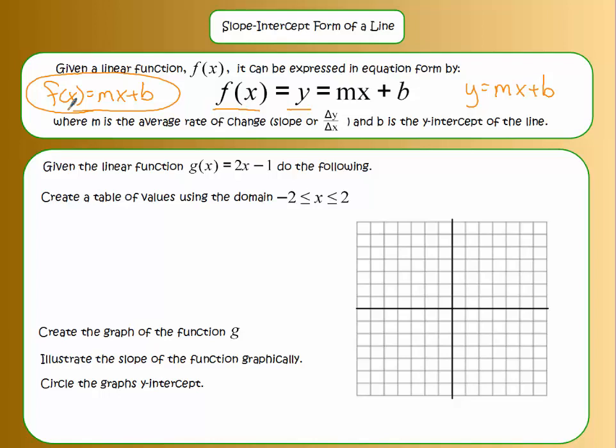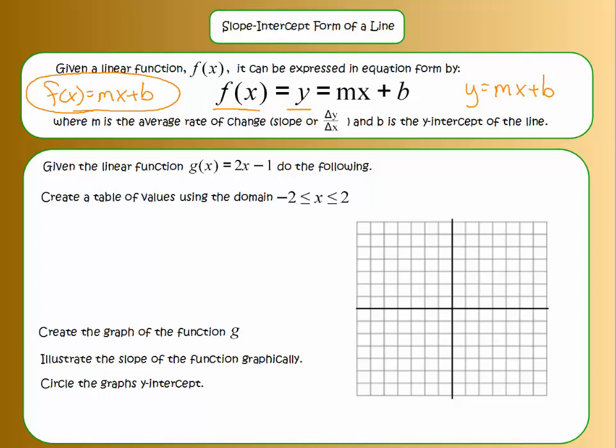This is called function notation, and we've talked a lot about how this works already, and we will continue to use this. So let's take a look at this question here. Given the linear function g of x, you might say, well, what does this mean? It's just the name of the function, called g now instead of f, no big deal. So the linear function g of x, if g of x equals 2x minus 1, let's do the following. First, let's create a table of values using the domain negative 2 is less than or equal to x is less than or equal to 2.